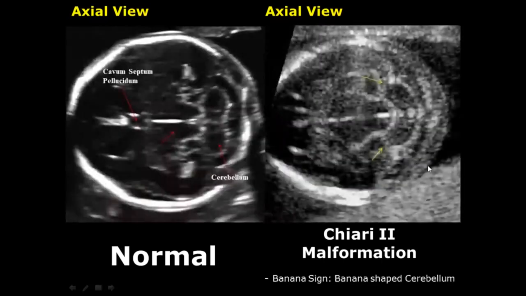Another sign is called the banana sign. This one is associated with the shape of the cerebellum. You can see the cerebellum is shaped like a banana. It is bent facing forward.